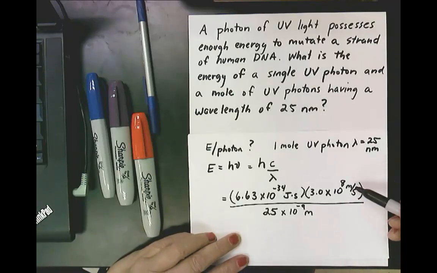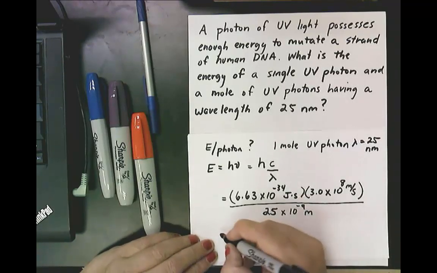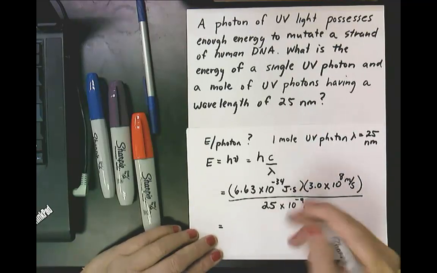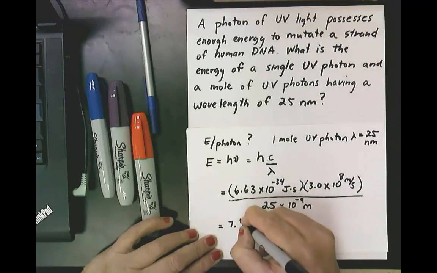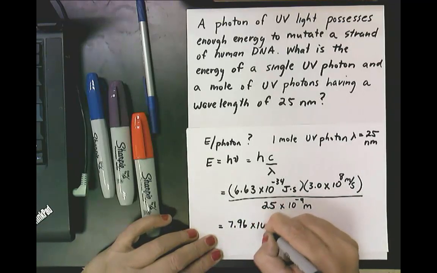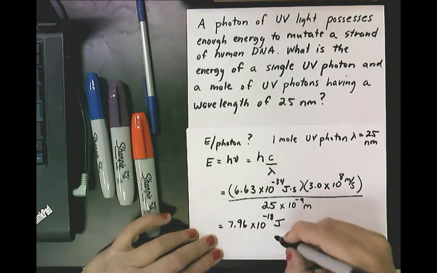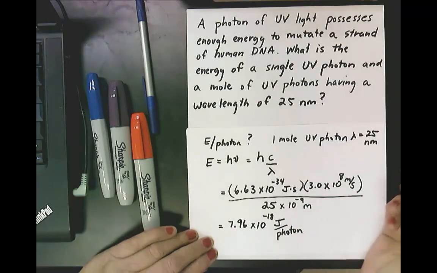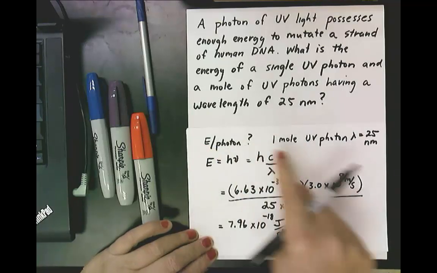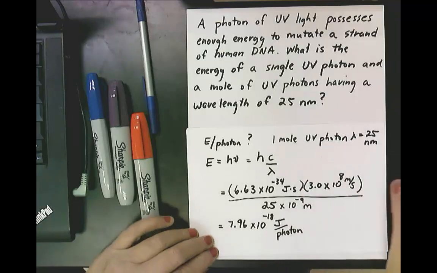Okay, so now notice what happens to all our units. That is going to cancel and give us our joules. So multiplying on the calculator and dividing, I've come up with 7.96 times 10 to the negative 18th, and that's joules per photon. Okay, so that's our energy per photon, but now we want to know the energy for a mole of photons.